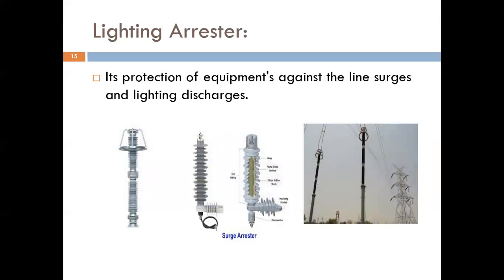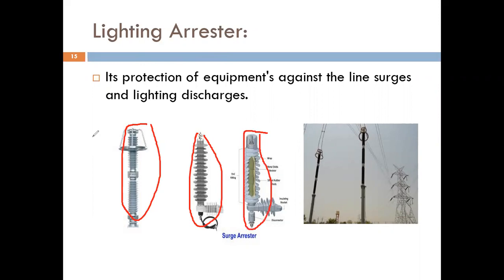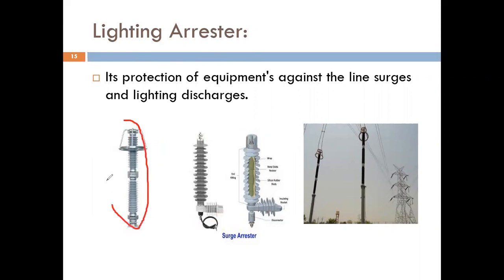Now the lighting arrestor. It is for the protection of the equipments against lighting surge and lighting discharge. Lighting surges, that means in our language, बिजली पड़ना, so it protects every equipment. You see in the diagram, there are different types of lighting arrestor. This is one type of lighting arrestor. Again, this is the surge arrestor. It is also called a lighting arrestor. These lighting arresters are used in a substation, and these lighting arresters are used in a power transmission line.